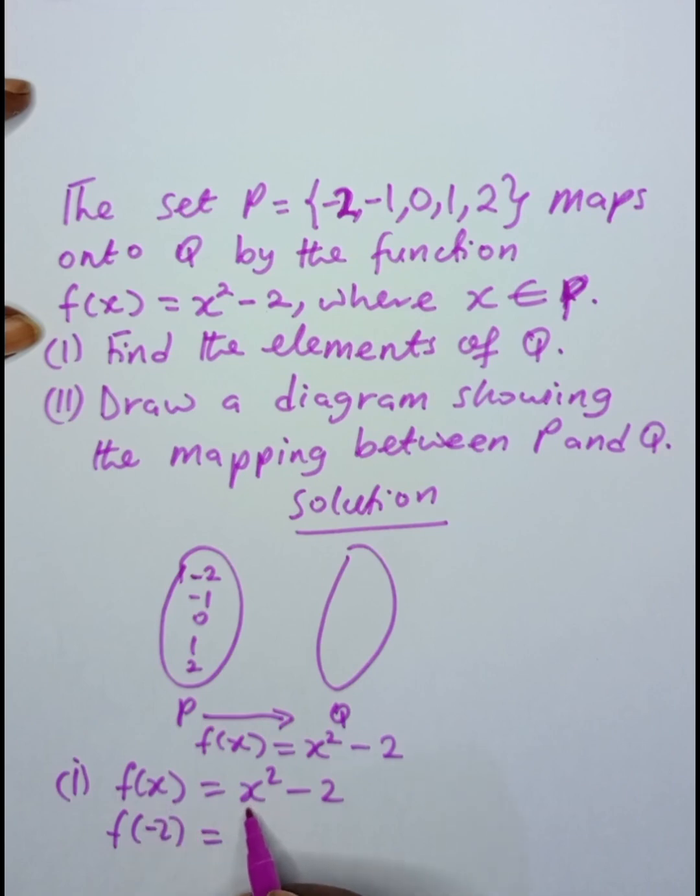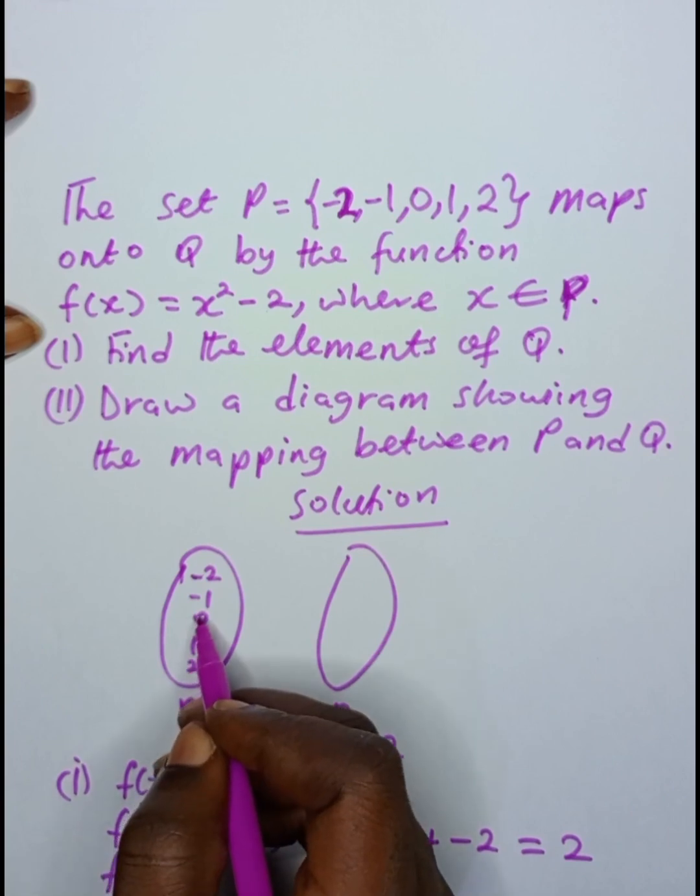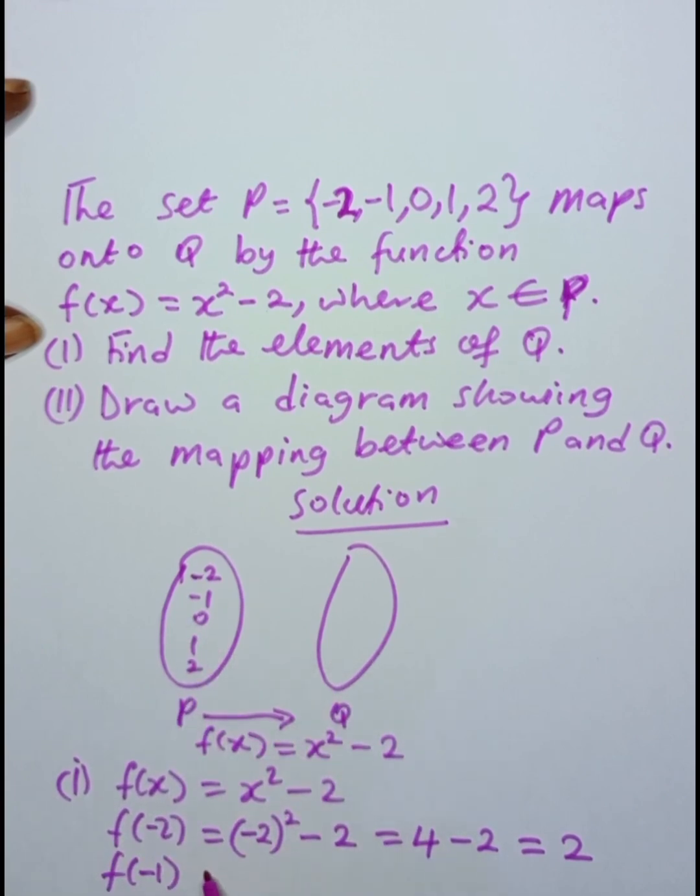Wherever we see x, we substitute the -2. So it's going to be (-2) squared minus 2. (-2) squared is +4, minus 2, which gives +2. Now, when x is equal to -1, we have (-1) squared minus 2. (-1) squared is +1, minus 2, which gives -1.